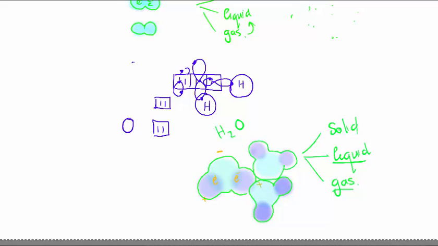Now let me show you. So now we've had, this is called a polar covalent bond. Why do you think it's called polar? Olivia, why do you think it's called polar? What did polar mean?